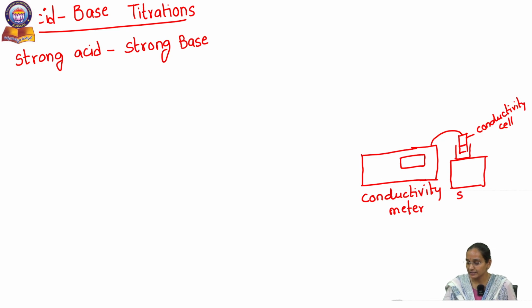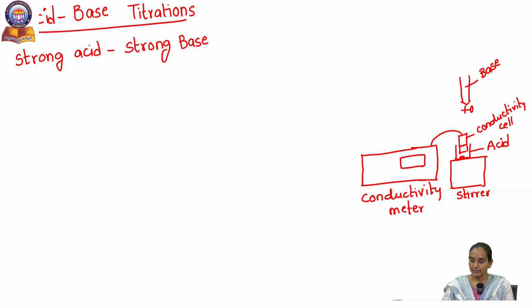this is a magnetic stirrer. This is a magnetic bead. It helps to stir the solution so that we can get even concentration. Now, how can we perform this acid-base titration? First, the burette. In the burette, we are going to add base, and in the beaker, we are going to add acid.